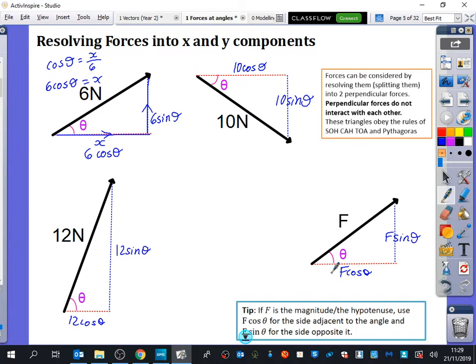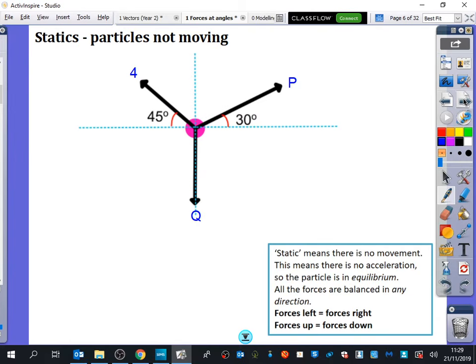We can now break them down into just up and down questions and left and right questions. That blue box down there is really, really important. So we are going to look at a little subtopic of this, and it is called statics. If you say that something is static, we mean that it is not moving. So we're going to be looking at particles which are not moving. Particles meaning things with mass that have a very small amount of concentrated space.